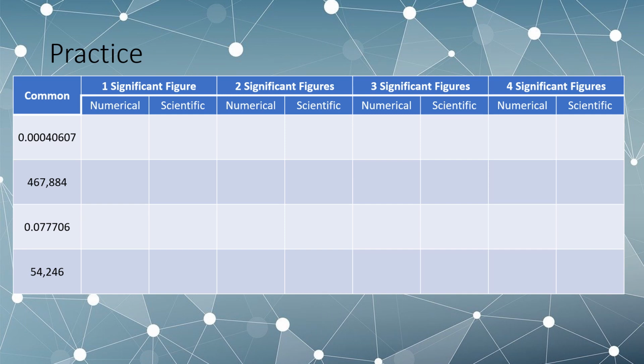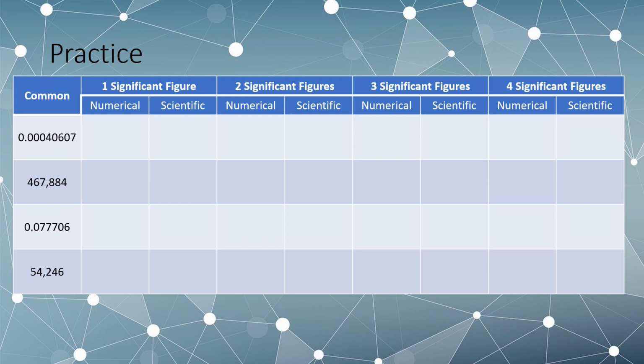Below in this table, I've got 4 common numbers. I've got 0.0040607, 467,884, 0.077706, and 54,246. I would like you to pause the video now and have a go yourself at writing these out to 1 significant figure, 2 significant figures, 3 significant figures, and 4 significant figures, in both numerical form and in scientific notation. See how you go.